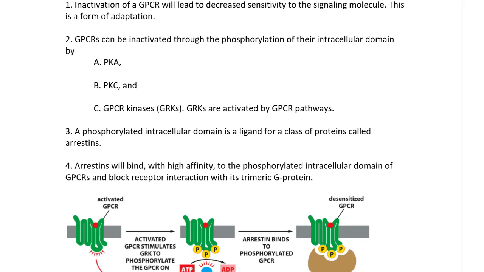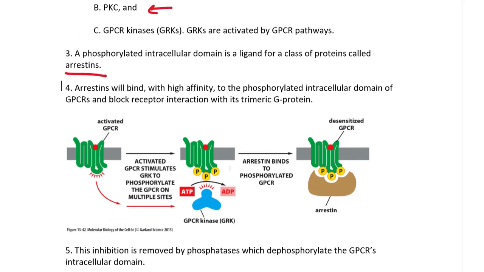Also, PKA and PKC are capable of phosphorylating the intracellular domain of their G protein-coupled receptors. A phosphorylated intracellular domain is a ligand for a class of proteins called arrestins. Arrestins will bind with high affinity to the phosphorylated intracellular domain of G protein-coupled receptors and block receptor interaction with its trimeric G protein. That is what is being shown here.